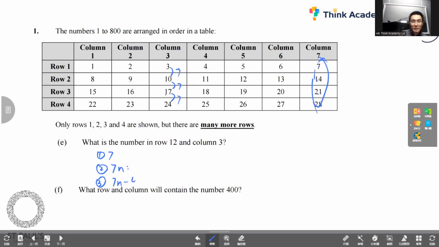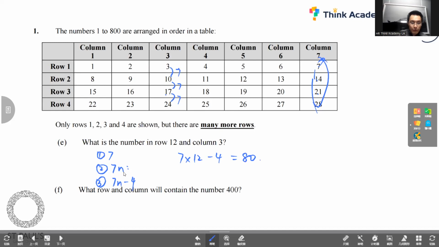So 7n minus 4. For every term in the 7n sequence, we want to take away 4 so that we get the sequence we have over here, the 3, 10, 17, 24, right? So 7n minus 4 is the general term. And n is the row number right here. So row number 12 means n equals 12. 7 times 12 minus 4 is our answer. 7 times 12 is 84. 84 minus 4 gives us the number 80.